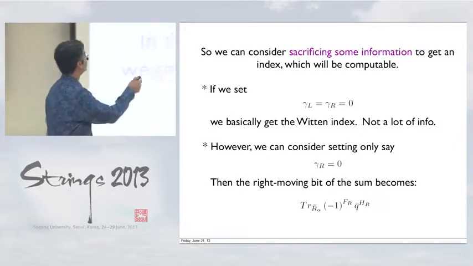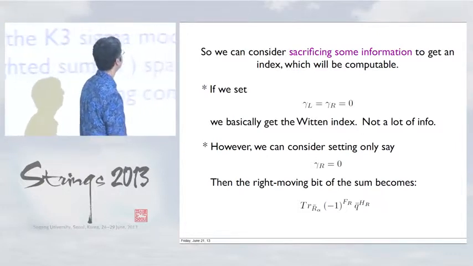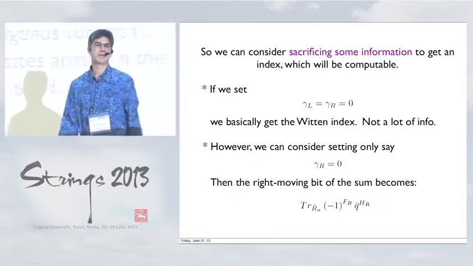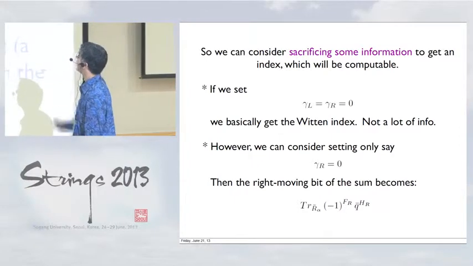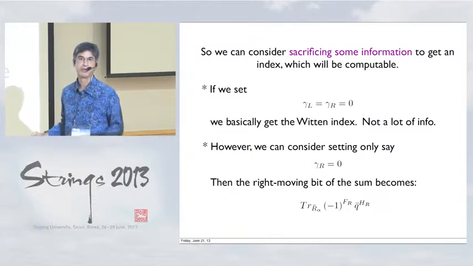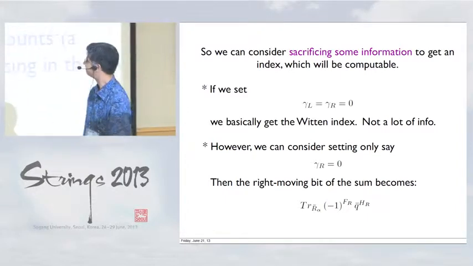So then you get contributions only from right moving ground states, and there's a non-trivial modular form coming from the levels on the left. Okay. And a similar elliptic genus can be defined for theories with only the right moving N=2, but I won't go through it again.